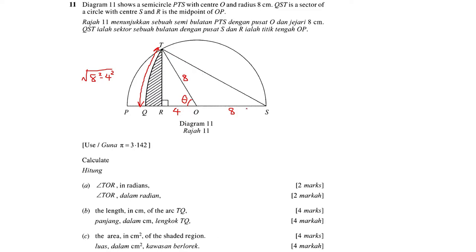Finding TS is also possible by using Pythagoras theorem again, which is square root of 4 plus 8, 12 square, plus the height, which is square root of 48 square. So that will give you square root of 192. Okay, now let us look at question A.